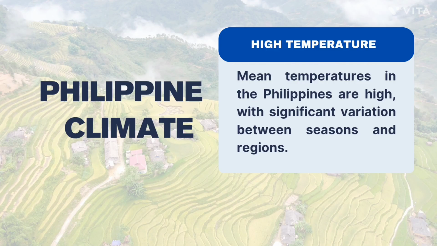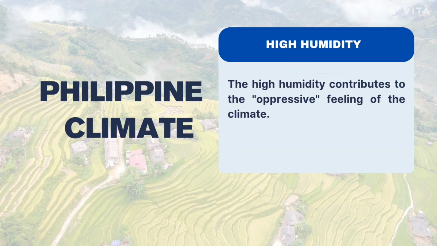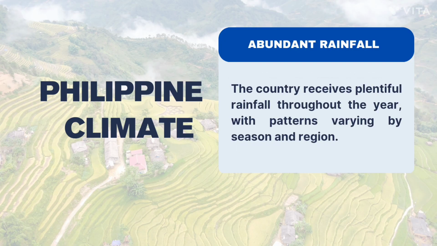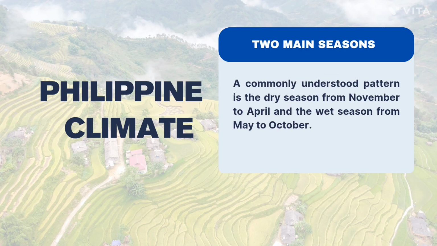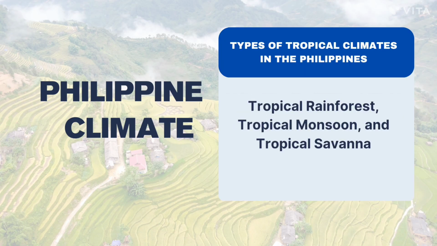The Philippine climate has high temperature, high humidity, abundant rainfall, and 2 main seasons, which are the dry and wet seasons. There are types of tropical climates in the Philippines. There are tropical rainforest, tropical monsoon, and tropical savanna.